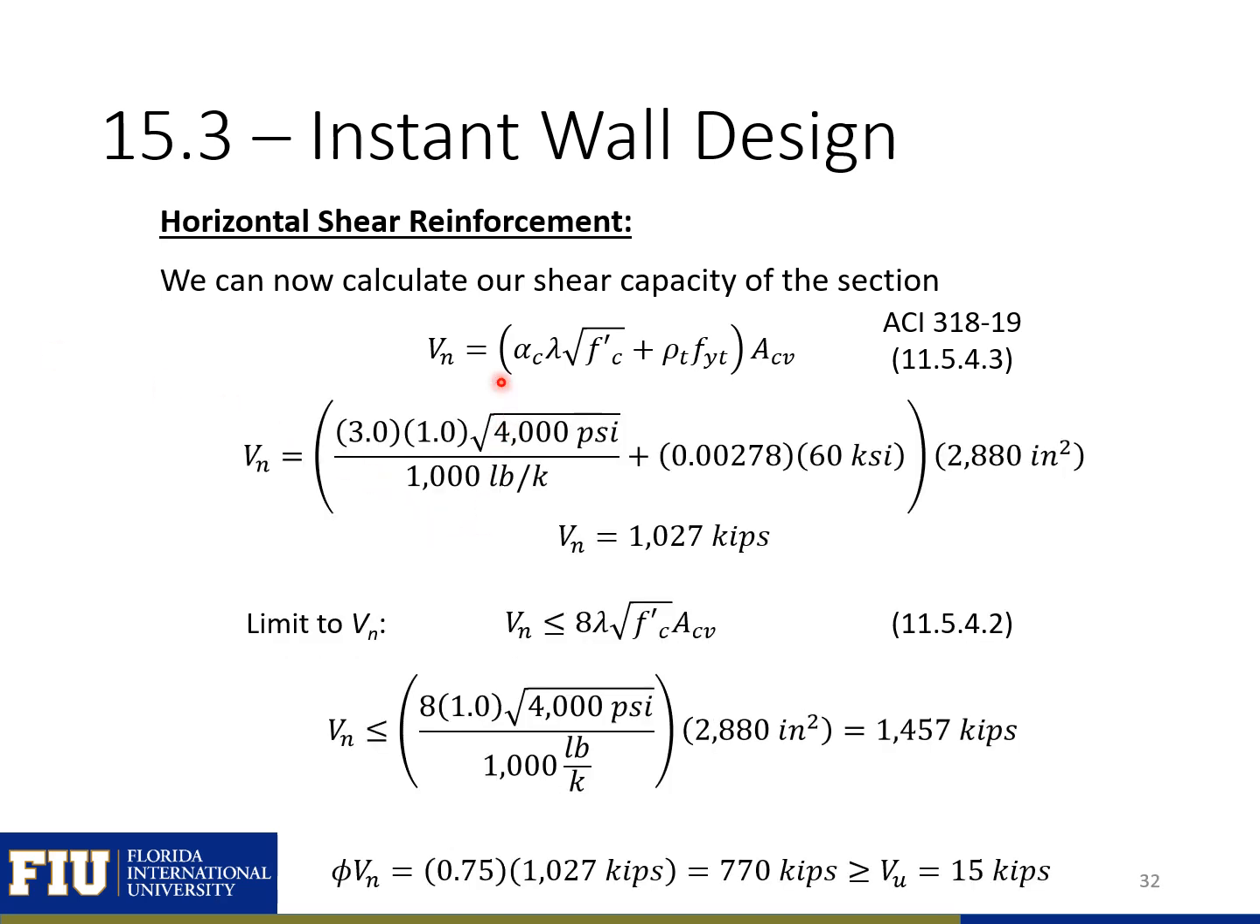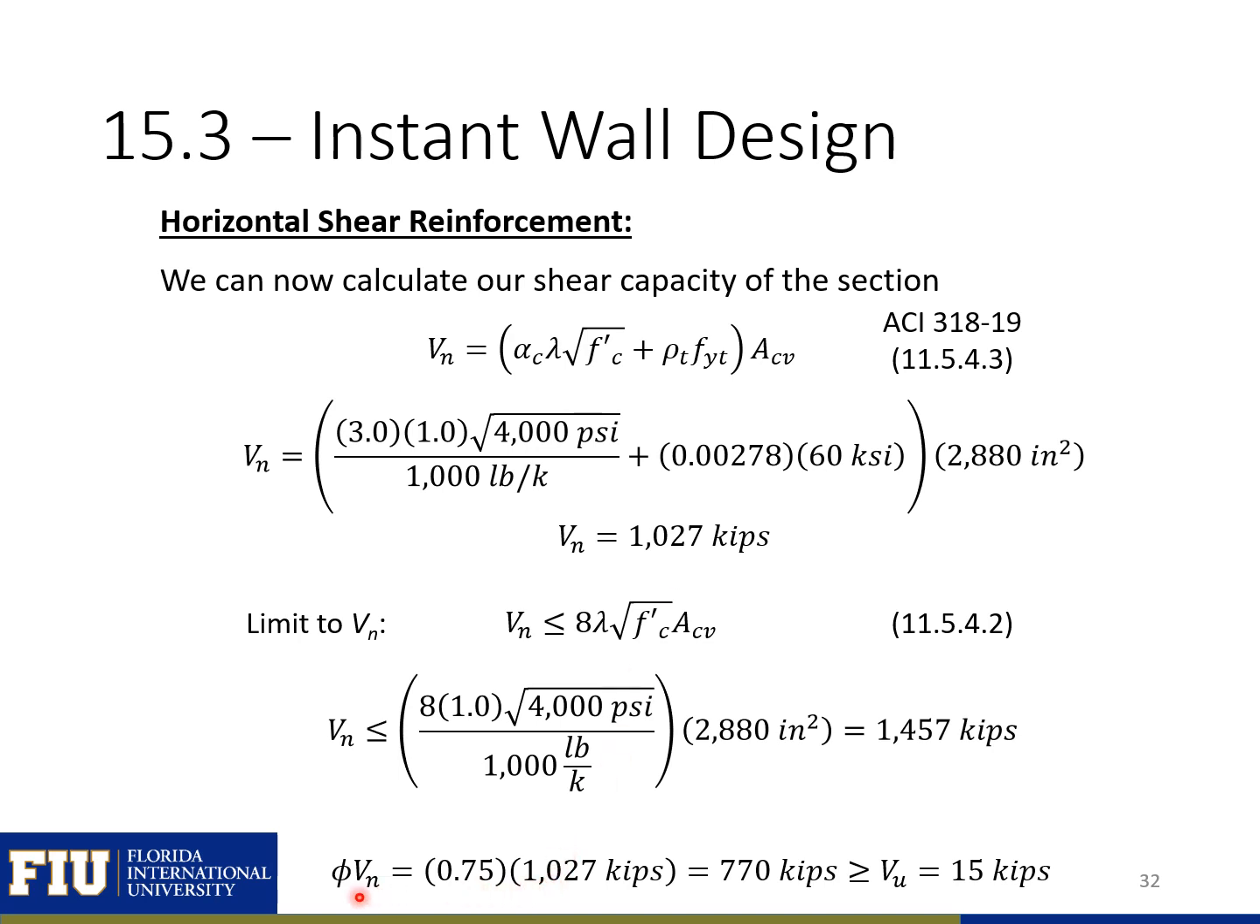We can plug all of these values into our Vn expression to get the value here, and we'll see our shear capacity is 1,027 kips. We need to compare this to the upper limit provided by ACI. So the upper limit is 8 times lambda times the square root of f'c times Acv. Plugging in the values for our wall, we'll get an upper limit of 1,457. We can see that our Vn is less than this upper limit, so we'll use 1,027 kips as our Vn.